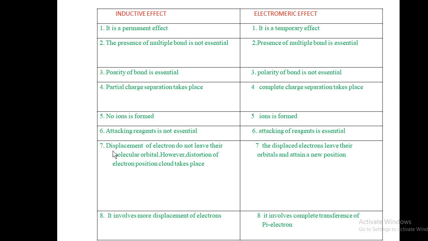Another point is that in the inductive effect, displacement of electrons does not leave their molecular orbitals; however, distortion of the electron cloud takes place, right? Whereas in the electromeric effect, the displaced electrons leave their orbitals and attain a new position. Complete transfer of electrons from one atom to another takes place, and they are placed in the new position, right? For example, suppose you have a C double bond O. Due to the higher electronegativity, as we discussed in acetone, the electrons will move toward the oxygen, which is more electronegative, right?